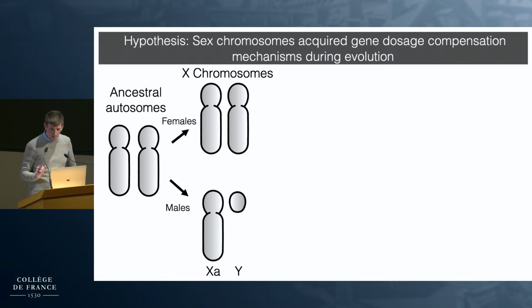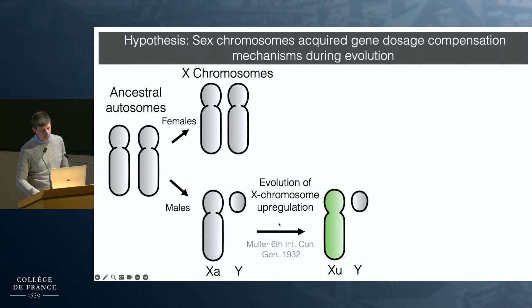So to study these processes, we are particularly interested in the X chromosome, and the hypothesis for the evolution of sex chromosomes is that in mammals, cells have lost one of the two X chromosomes in males, leading to a monosomy in males. And in the early 1930s, Müller, working in Drosophila, which has also lost one of two X chromosomes in males, proposed that the single X chromosome in males is upregulated to mediate dosage compensation with diploid autosomes. And this hypothesis has been largely confirmed.